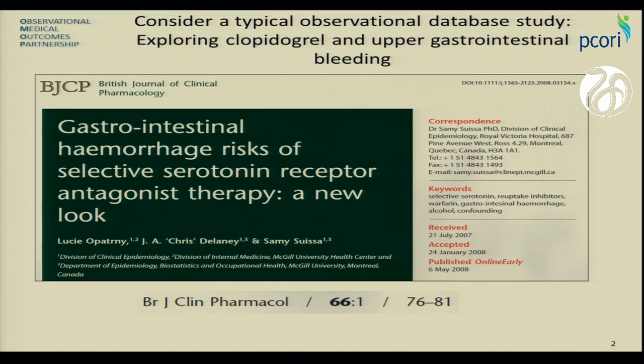So to do that, I want to use a motivating example just to ground us. This is a recent publication looking at the risk of GI bleeding associated with clopidogrel. And this was an observational study conducted in the General Practice Research Database. It was a nested case control study that was designed, and this is very typical of any observational study we would pull out of the literature.